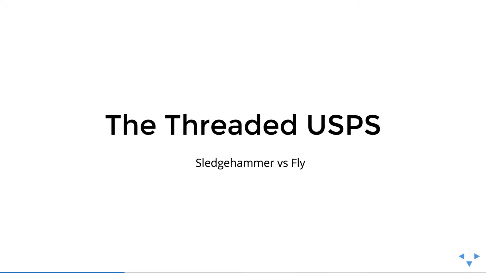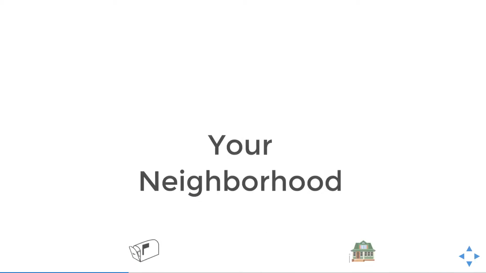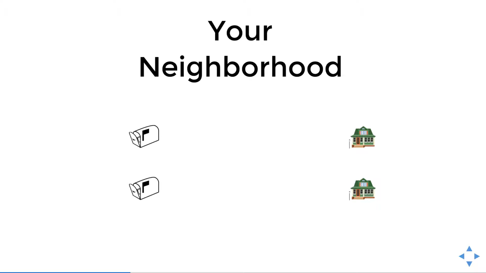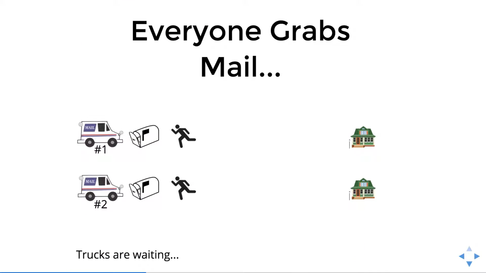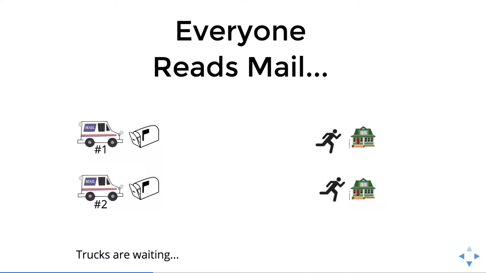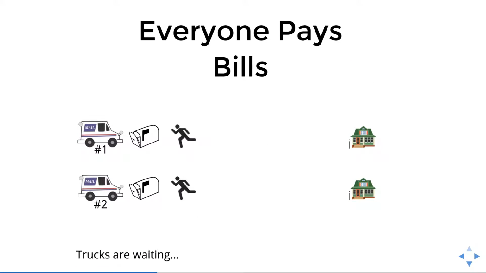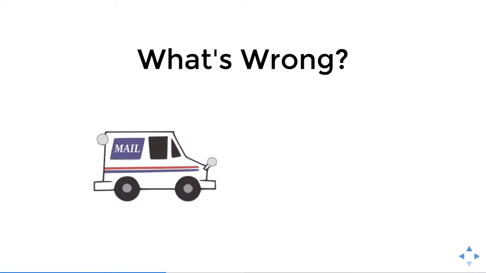Okay. So let's create a new one. That one didn't work. So we're going to create the threaded USPS, right? This is the sledgehammer versus fly approach. Okay. So here is your neighborhood, right? Now, instead of there being one truck, there's all the trucks, right? Trucks pull up. Everyone grabs their mail. It doesn't have to be synchronous. Like you don't have to grab at the same time, right? But like I said, this is just silly. All right, they read their mail, pay their bills, blah, blah, blah, right? Makes sense? So what's wrong with potentially this approach?